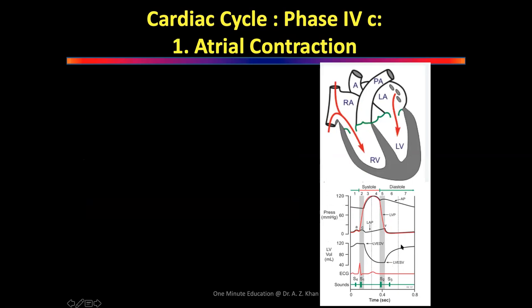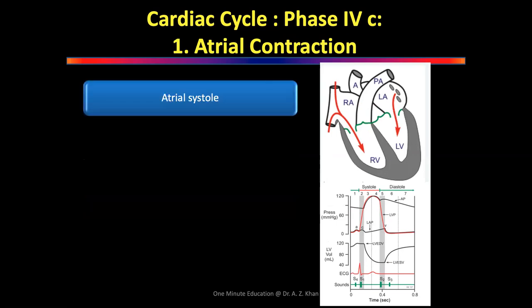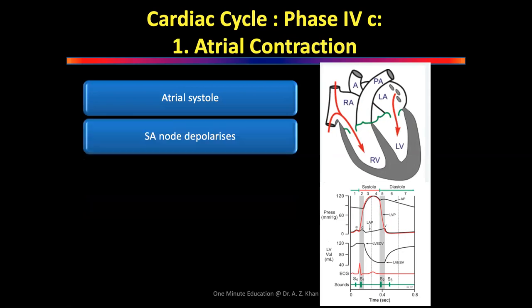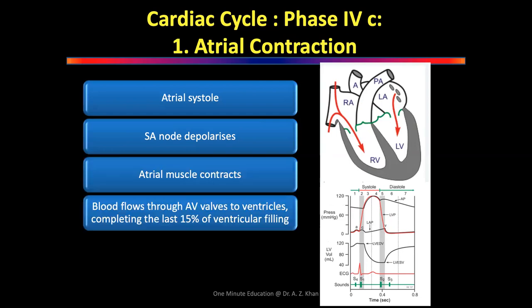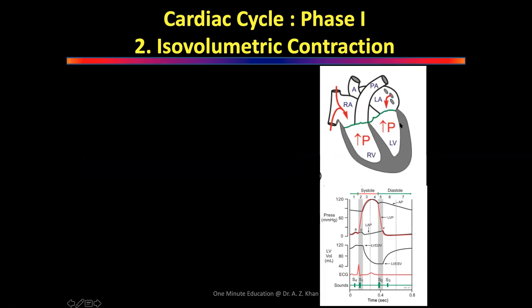Okay, so you finished phase seven of the previous cycle, and then the next cycle began with atrial systole, where the mitral valve is still open. The atrium has contracted, the SA node has depolarized and caused the atrial muscle to contract, and blood is flowing through for the final 15% of the filling.